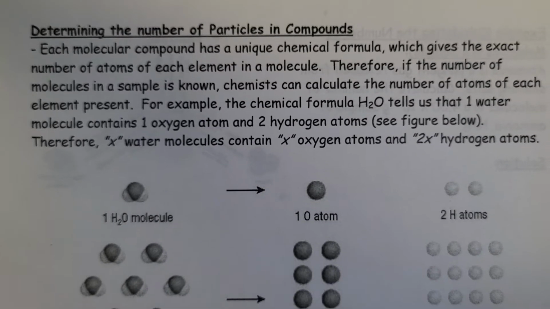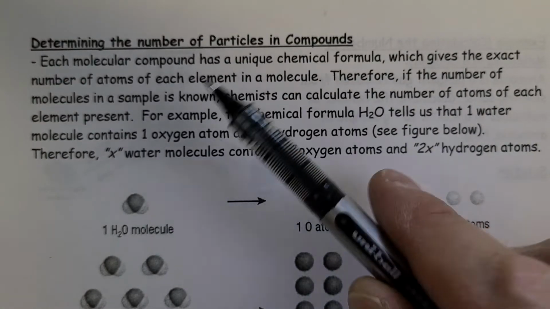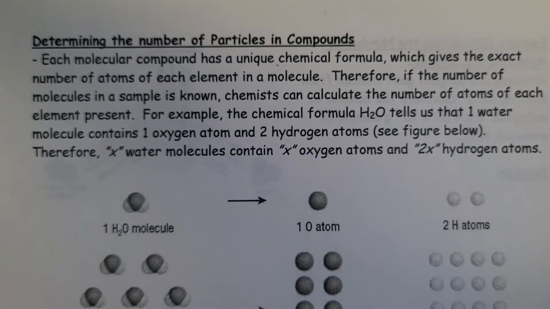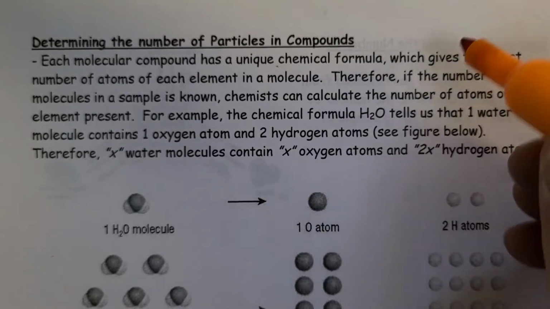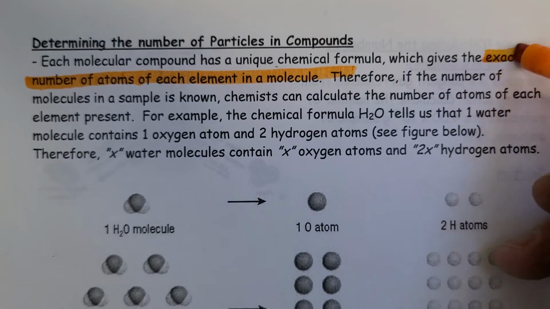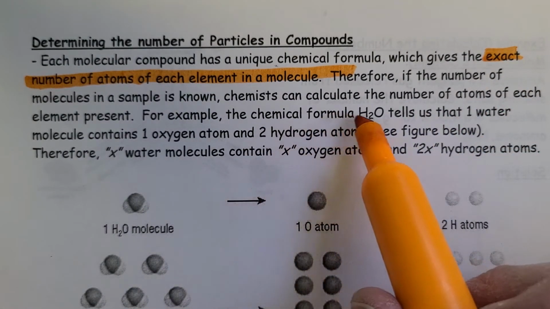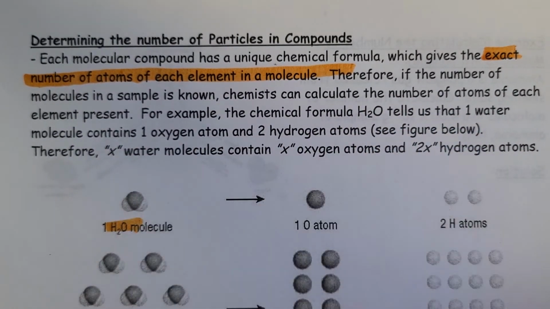All right, one final thing here. If we look at the next page, once we have molecules, we can go on and figure out individual atoms that make up that substance. So each molecular compound has a unique chemical formula, which gives the exact number and type of each atom in that individual molecule. Therefore, if the number of molecules is known, chemists can calculate the number of atoms of each element present by looking at what the formula of it is.